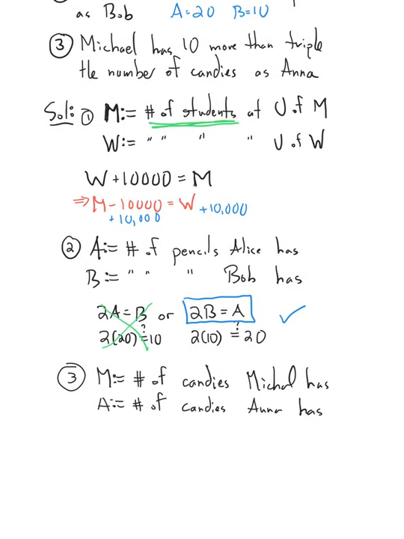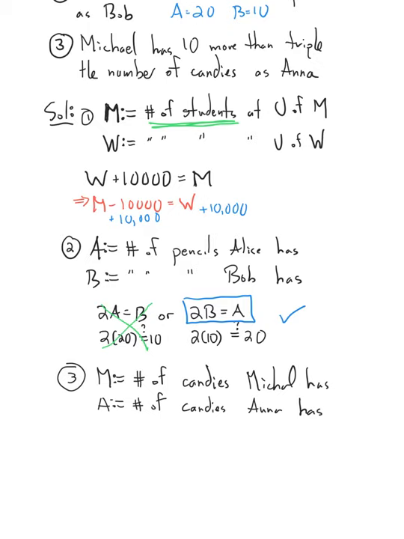So Michael has 10 more than triple the number of candies as Anna. So if we reword this, we can write it down almost immediately. If I say the number of candies that Michael has is 10 more than triple the number of candies that Anna has, well, if I say it like that, that tells me exactly how to write this down.